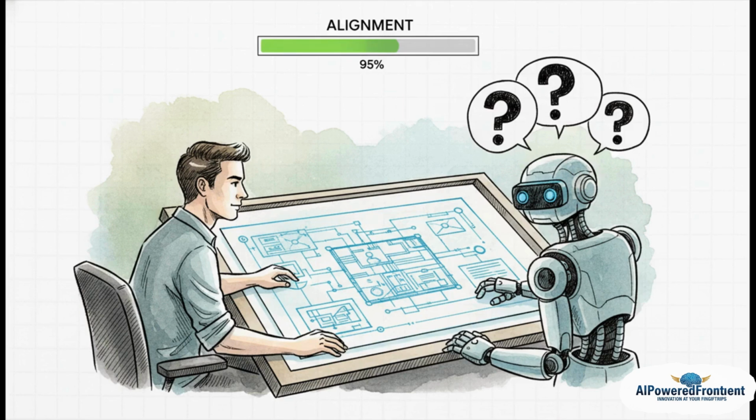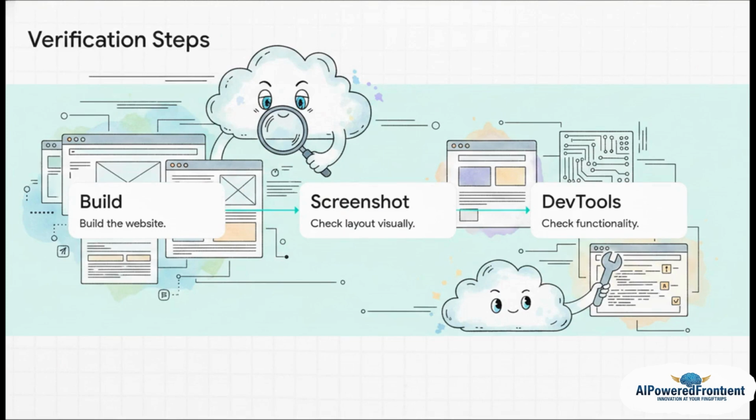So the crucial point is that forcing this alignment up front completely prevents having to do 3 or 4 rounds of incredibly frustrating revisions later on. You can even bake self-verification directly into Claude's to-do list.